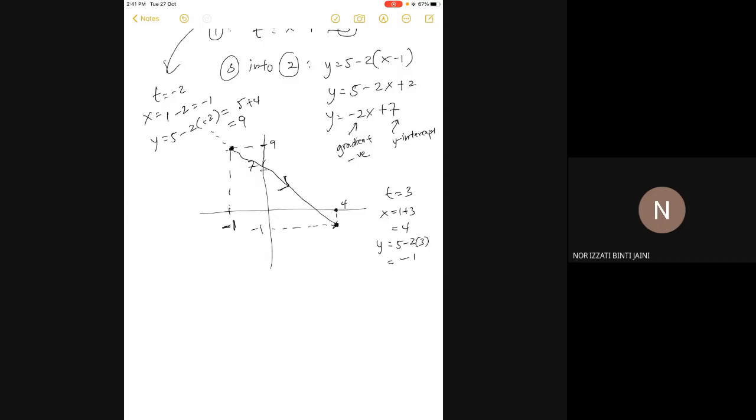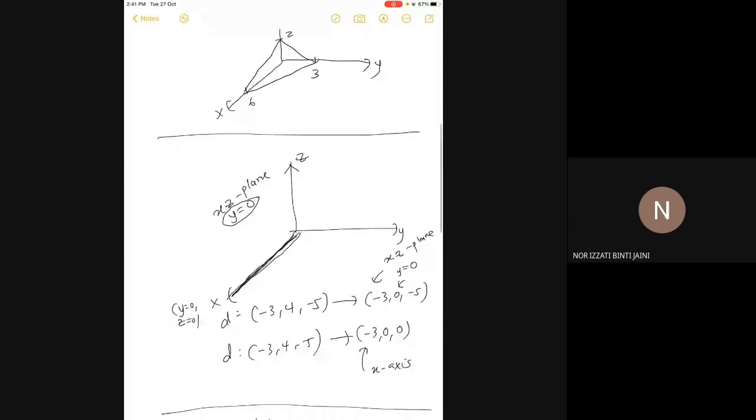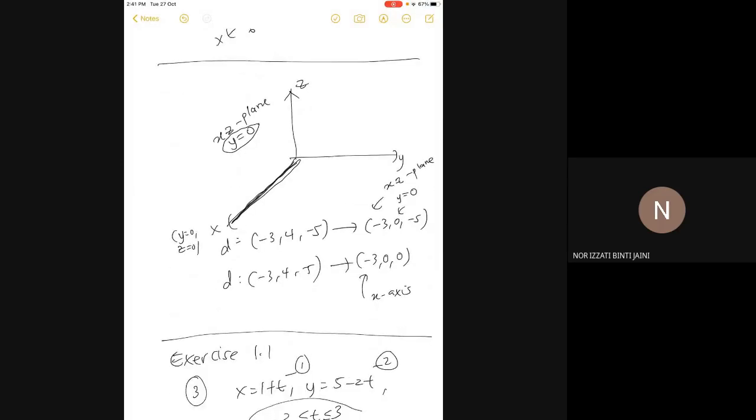Which one? 6. A, B, C, D, E, F. Why do we keep coming back to 1.1? Huh? E and F benda sama saja. Saya actually dah cerita pasal ni kat sini. Okay, this one 1.2 number 6.